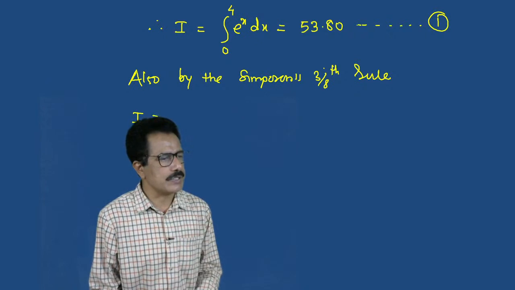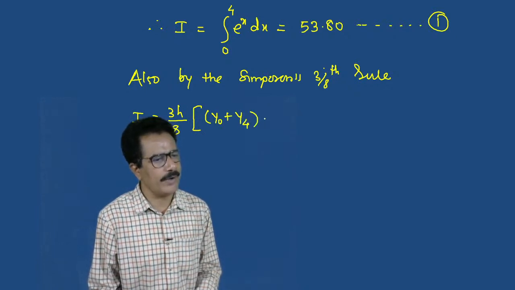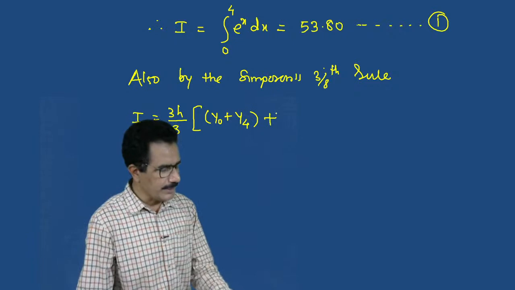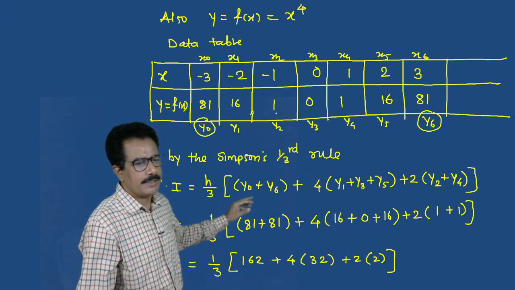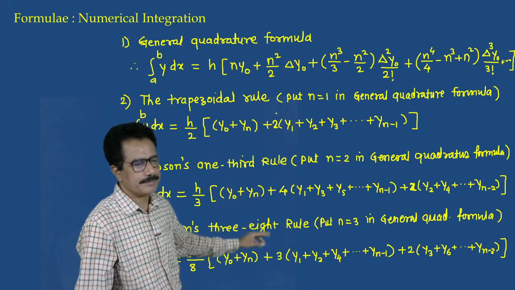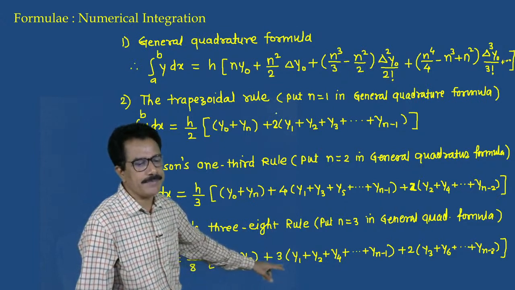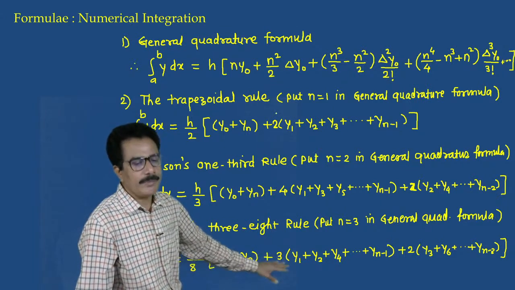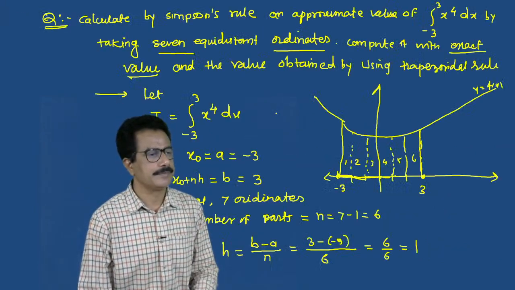I is equals to integral 3h by 8 (y0 plus y4 plus ...). What is the Simpson's 3/8 rule? We shall check. Simpson's 3/8 rule tells us that first and last terms are taken once, 3 times the non-multiples of 3 and 2 times the multiples of 3.